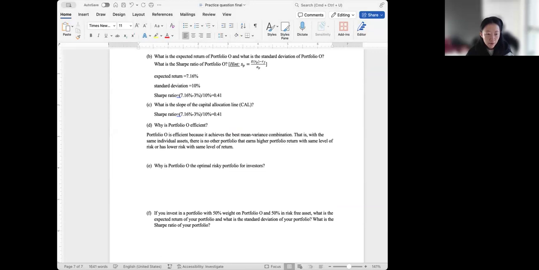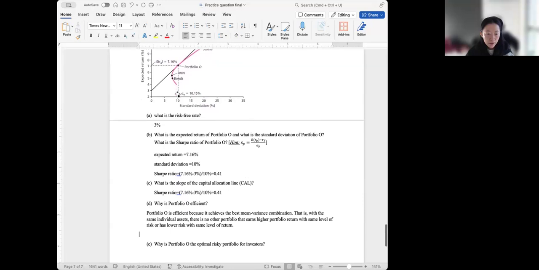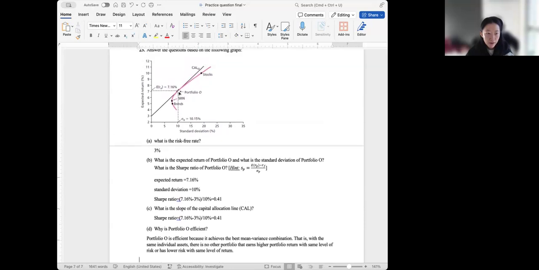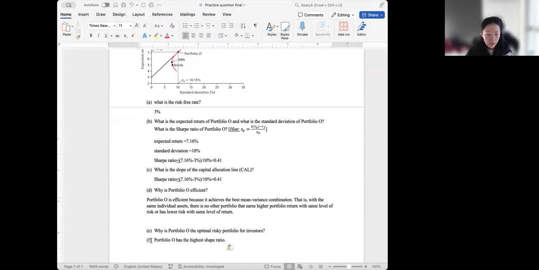Next, why is portfolio O the optimal risky portfolio for investors? It is the optimal risky portfolio for investors because there is a risk-free asset here, and this portfolio O allows investors to have the highest Sharpe ratio. Any other efficient portfolio on the efficient frontier is not able to achieve the highest Sharpe ratio for the capital allocation line. So this is the answer, that portfolio O has the highest Sharpe ratio.